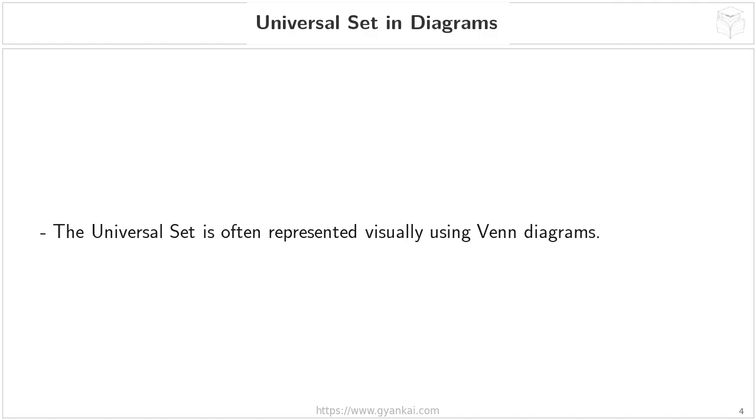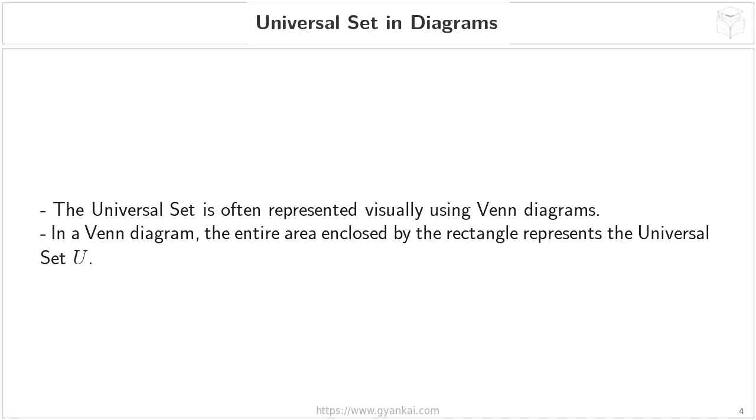Universal set in diagrams. So let's move on to how we see the universal set in action. This slide focuses on using diagrams, specifically Venn diagrams, to represent the universal set and other sets. As you recall from the previous slides, the universal set, denoted by the capital letter U, encompasses all the elements we're considering in a particular problem.